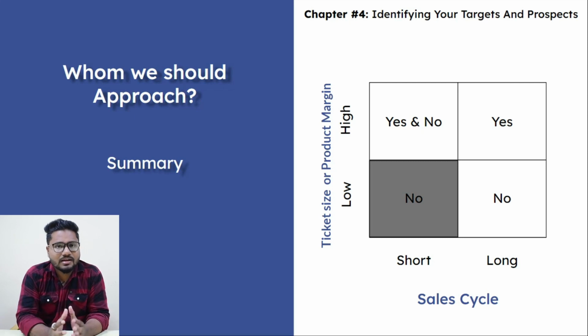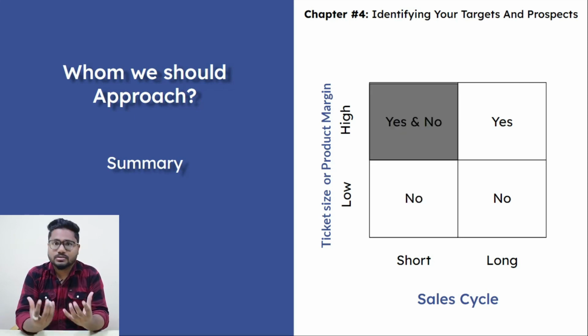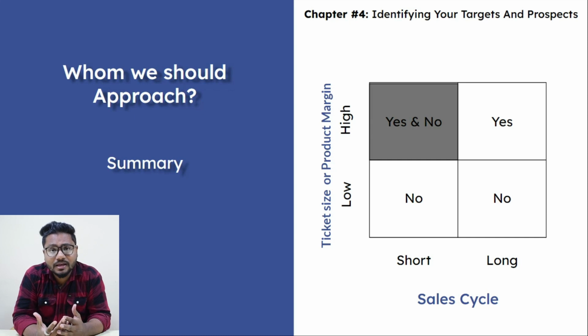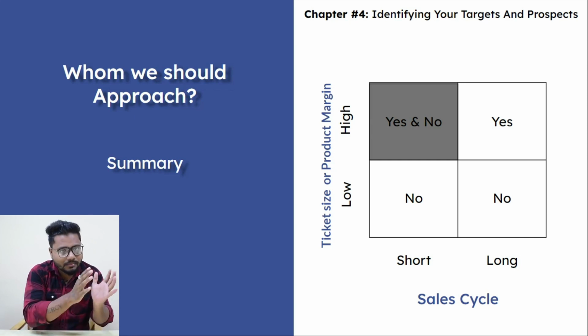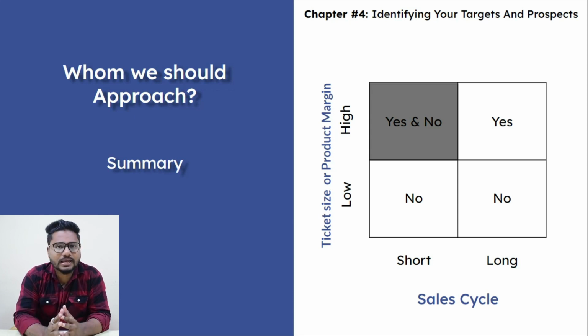Second, whose sales cycle is short, product margin is good. Usually, if it is just one branch, please don't go there. If they are dealing in multiple branches, then you can pitch for the CRM.